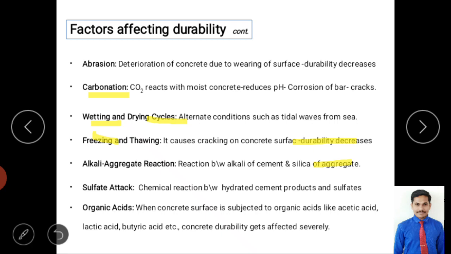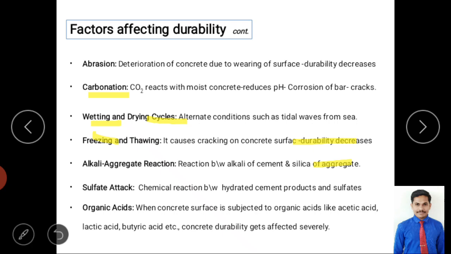Next we have sulfate attack. We have seen many sulfates, right? Sodium sulfate, magnesium sulfate. So different sulfates are there. It is a chemical reaction between hydrated cement paste, or hydrated cement product, and sulfate. We have hydration, and due to the hydration we get some product, and it is a reaction between hydrated cement paste and sulfate. So due to this reaction, it causes some changes and some problems, and it reduces the durability. Mainly it reduces the durability because it makes the deterioration of the concrete.